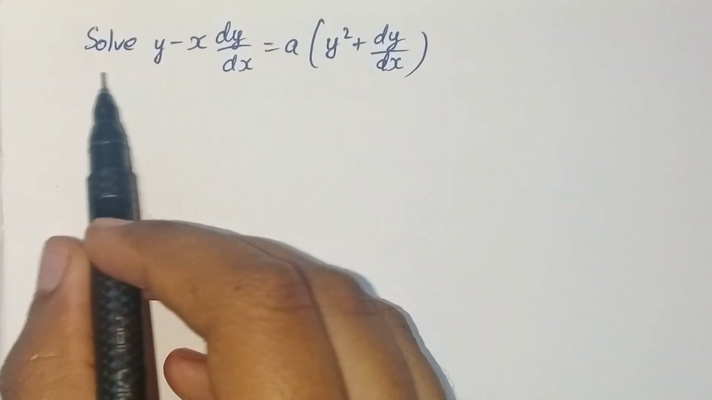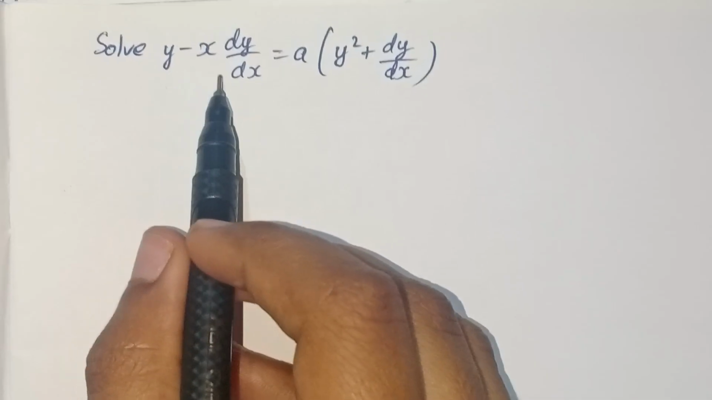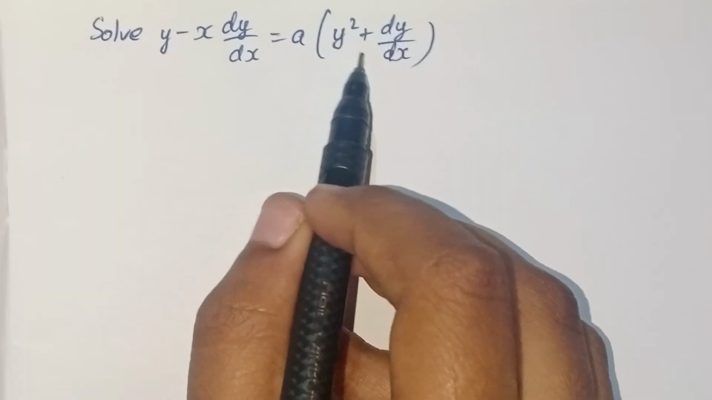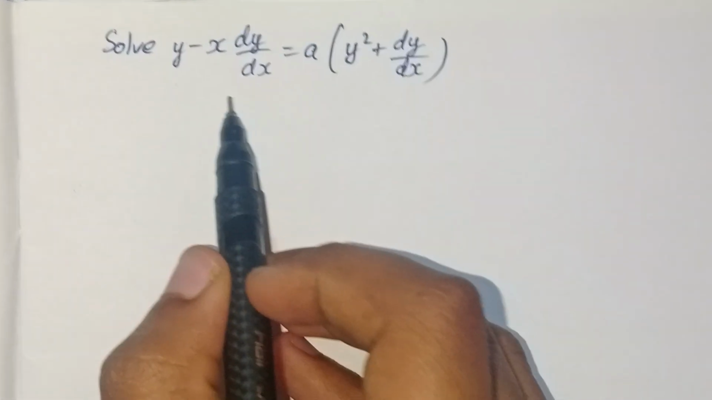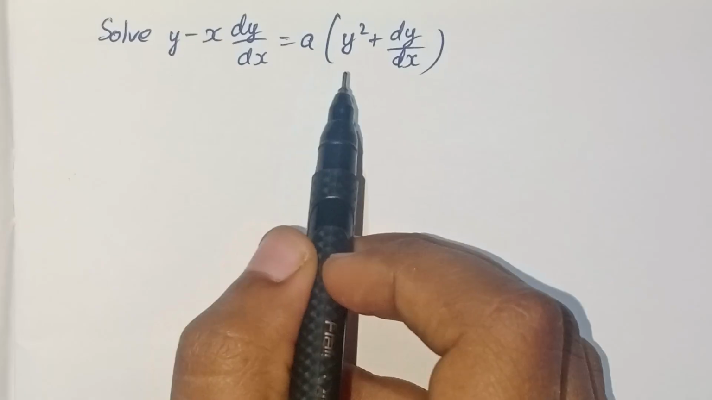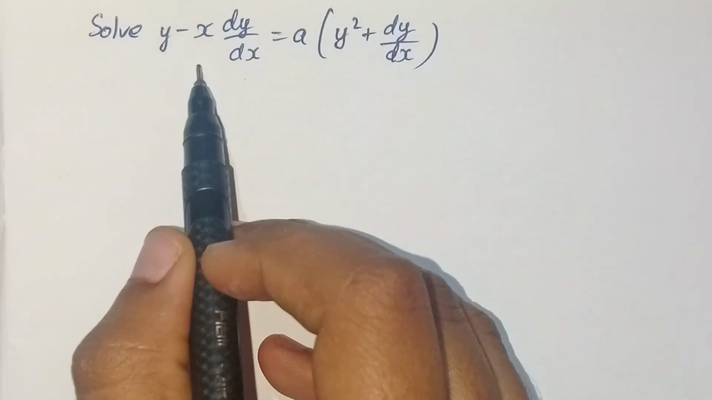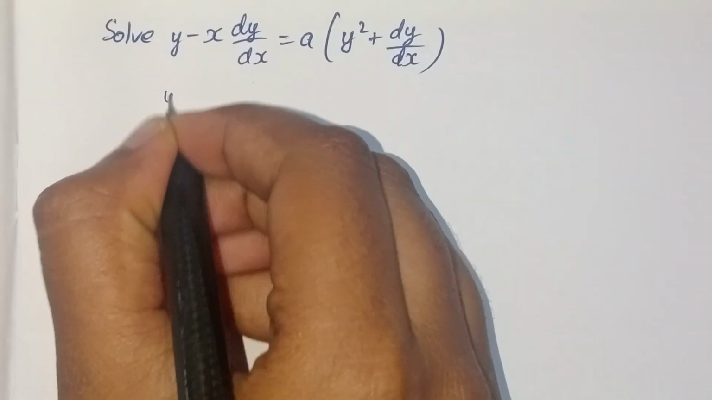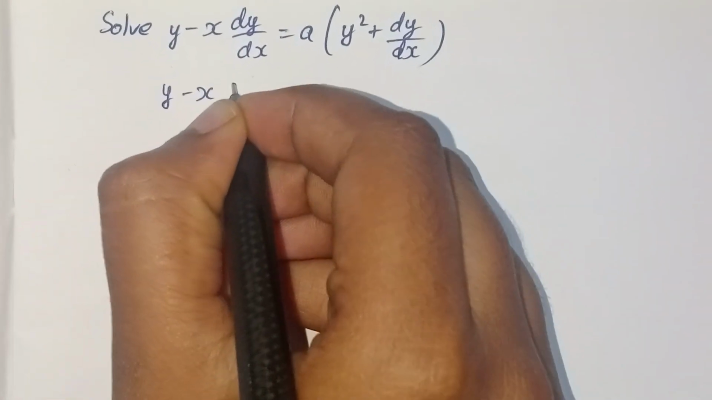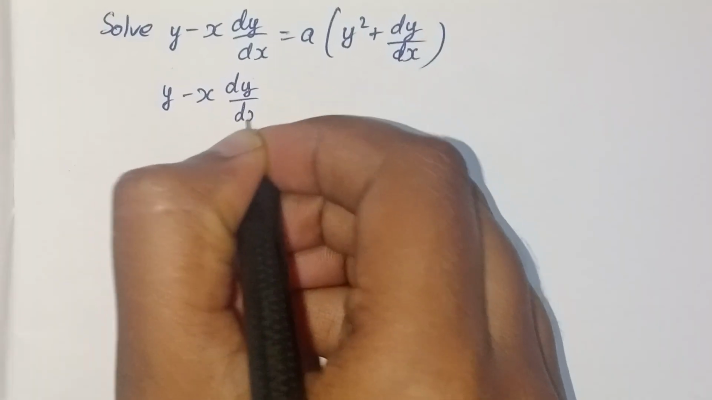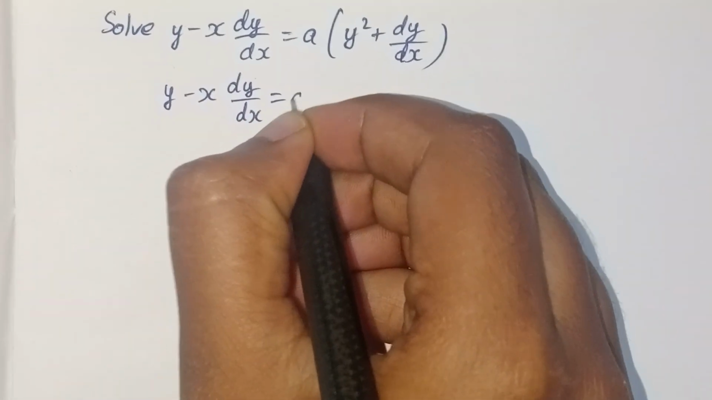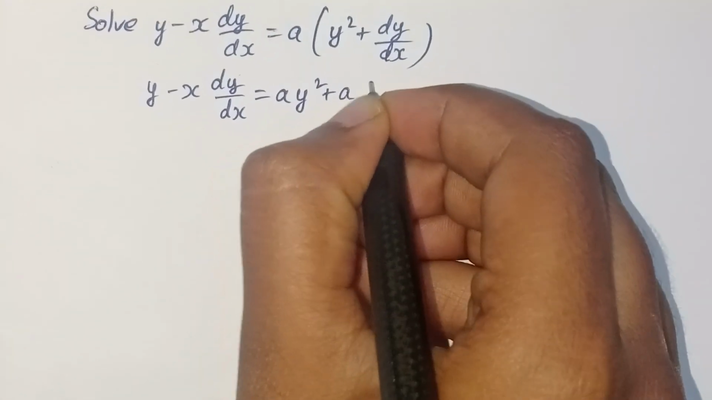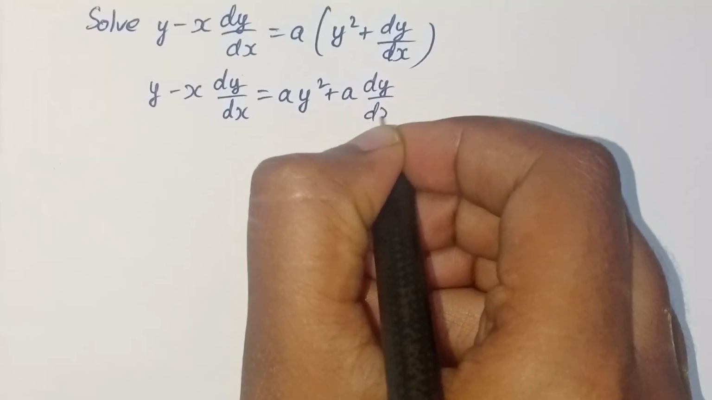Here we have a question. Solve (y minus x) dy by dx equals a (y square plus dy by dx). We can solve this equation by the variable separable method. We can write this expression as (y minus x) dy by dx equals a y square plus a dy by dx.